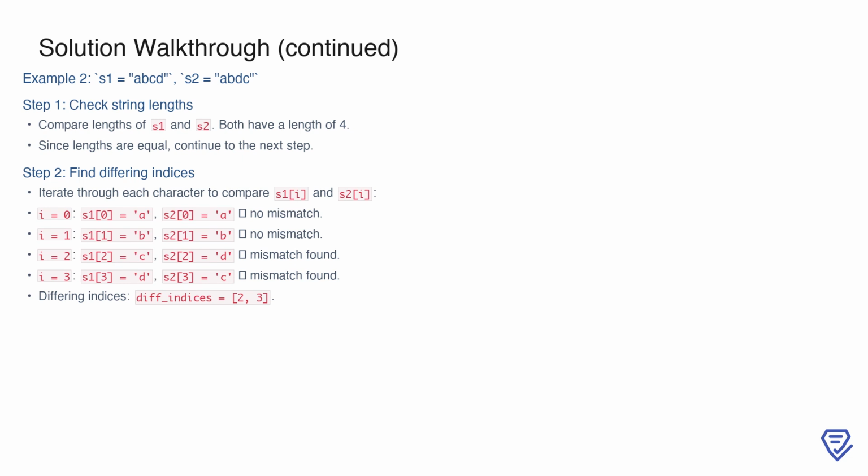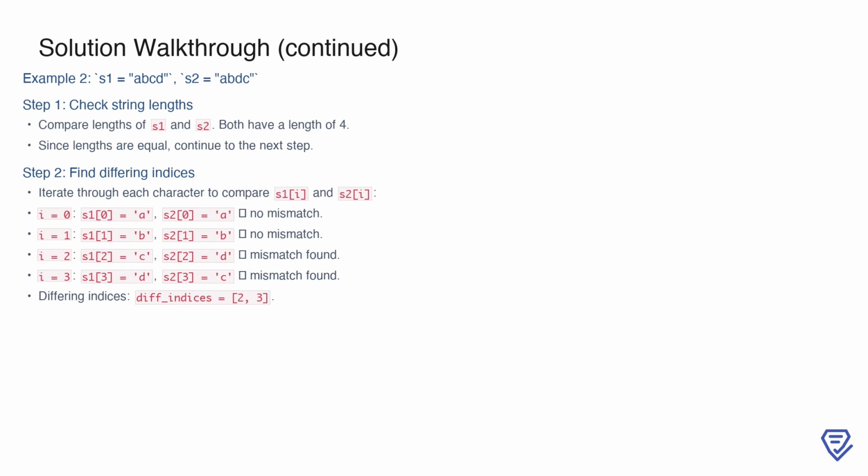For this example, the strings are S1 equals ABCD and S2 equals ABDC. First, we check their lengths, and since both are of length 4, we continue to the next step. Now, we find the indices where the characters differ. At index 0, both strings have A, so there is no mismatch. At index 1, both strings have B, so again, no mismatch. At index 2, S1 has C while S2 has D, so there is a mismatch. At index 3, S1 has D while S2 has C, which is another mismatch.